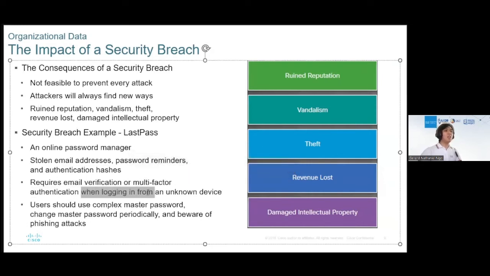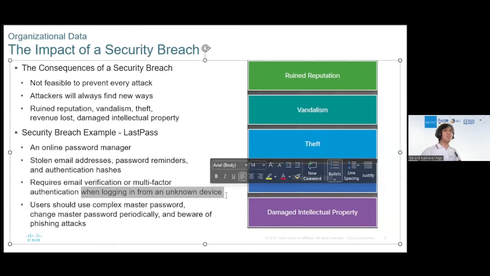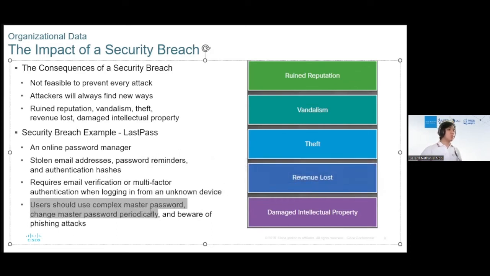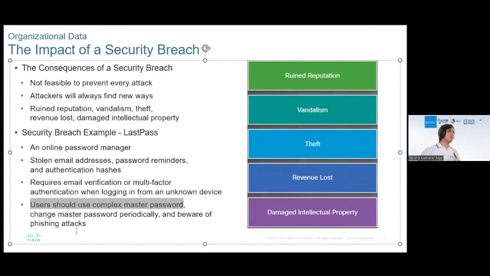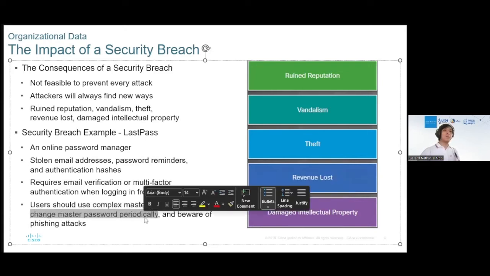When logging in from an unknown device, or if their phones get stolen, a previously known device that has access to this password manager would be able to easily log in if they know the password. So users should use complex master passwords. Most of them didn't have complex master passwords, things like at least 8 characters, or by now around 20 characters in length. It would look probably like Jejemon: uppercase, lowercase, numbers, symbols, special characters, and always change master passwords periodically.